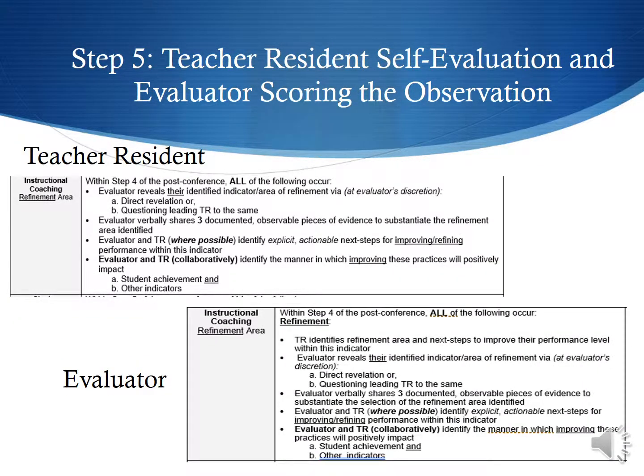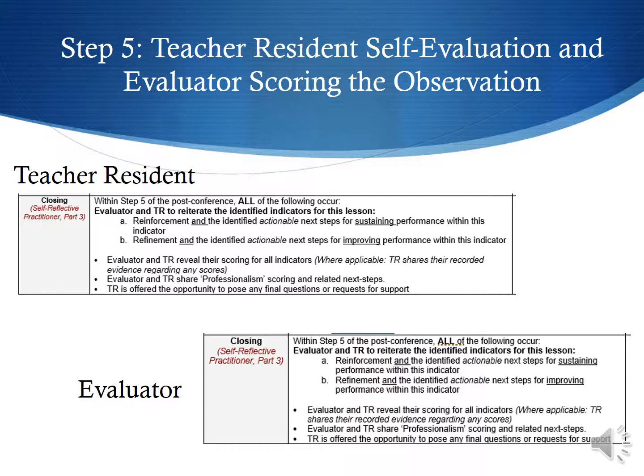Next, the teacher resident and the evaluator are going to identify areas of refinement, which are challenge areas that the resident found when they were self-evaluating their reflection of their evaluation or filming of their lesson, and that the evaluator used as their evaluation scores and/or notes from reviewing the lesson. Again, you want to be specific in these areas as identified so that you can collaboratively come together for improvements in student achievement or other indicators.